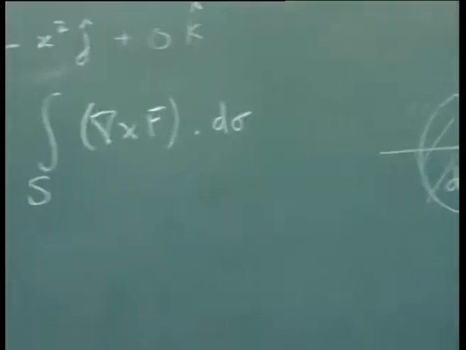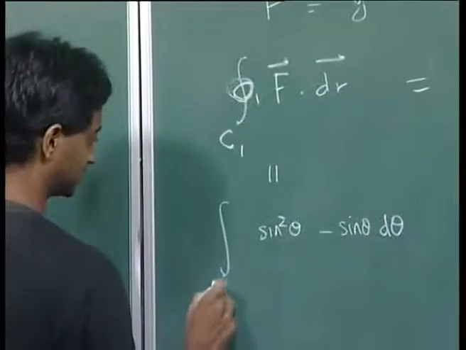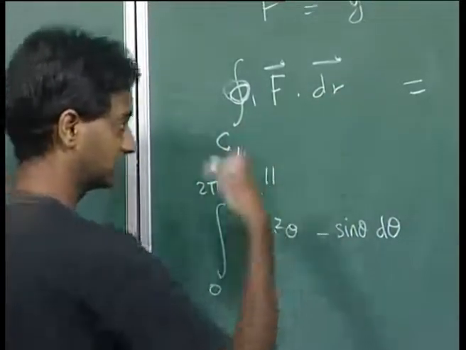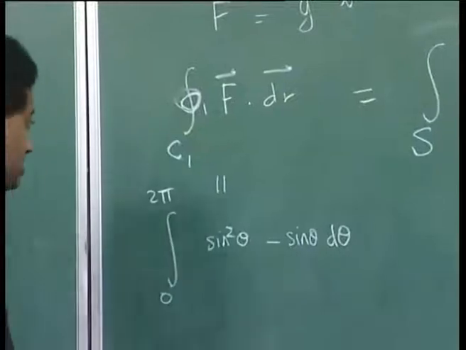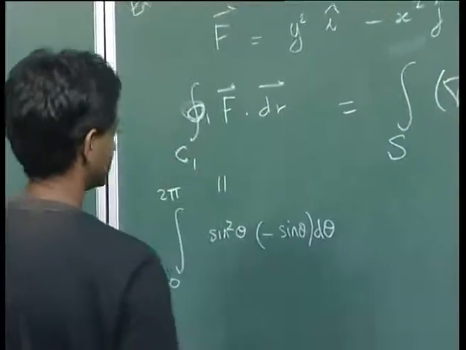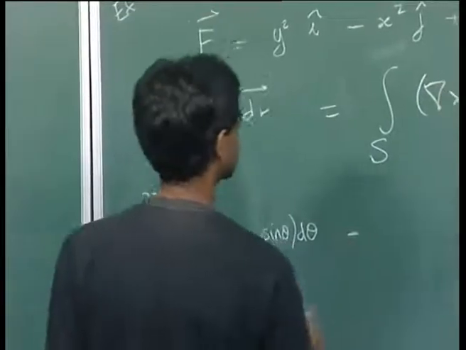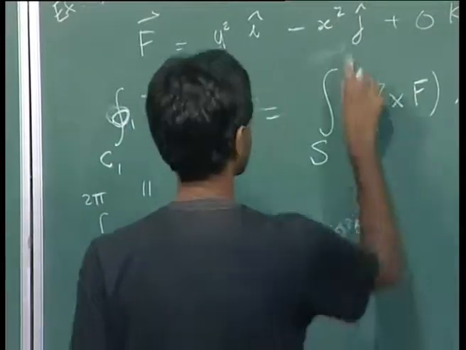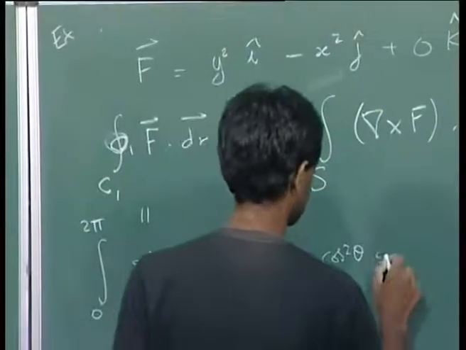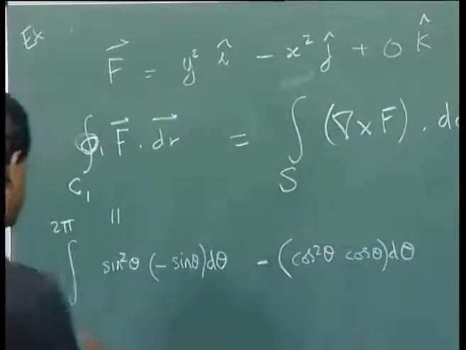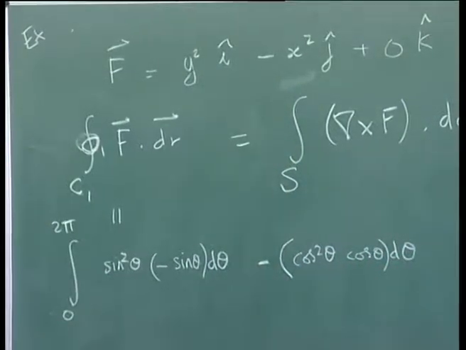Okay, so the limits of integration of theta are from 0 to 2 pi. So now you have to go a full circle. So that is the limits of integration of theta, and the other term is minus x square is cos square theta, and then you will have a dy. Dy is cos theta d theta, and you are integrating again from 0 to 2 pi.